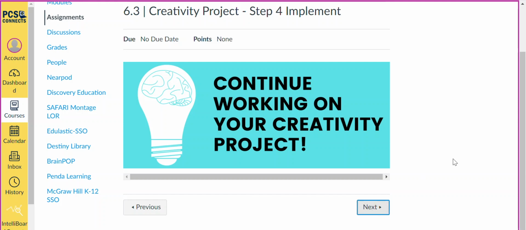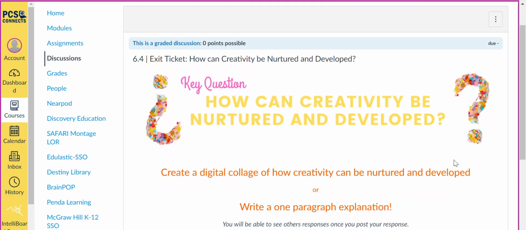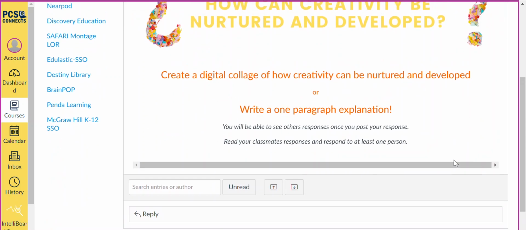And then your exit ticket is going to be: how can you be creative? How can creativity be nurtured and developed? And this time you're going to have two options. You're either going to throw up Canva or PowerPoint or something, and create a digital collage of how it can be nurtured. So this is a visual expression of how you would develop and nurture creativity. Or you can just write a one-paragraph explanation.